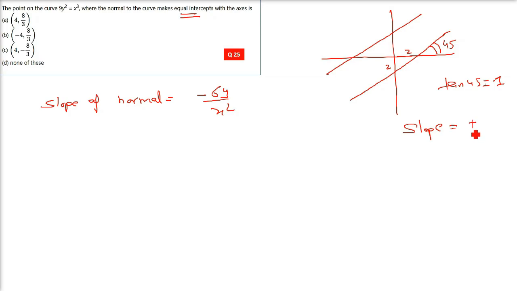See, I have made 2 lines. So the slope can be plus 1 also, and minus 1 also. So it will be tan 45 degrees, and tan 135 degrees also. So 1 and minus 1 will both be there. So there will be 2 cases.